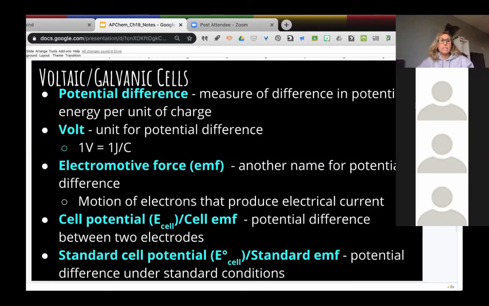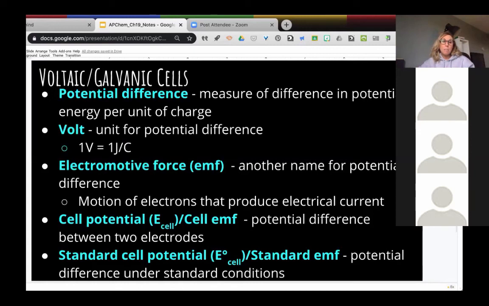So a volt is the unit for potential difference. Electromotive force is another name for a potential difference. They don't use that term, EMF, as much, so we're going to call it potential difference or cell potential. But just know that sometimes you'll see that EMF thrown in there if you take other courses, or if you're looking in other places.